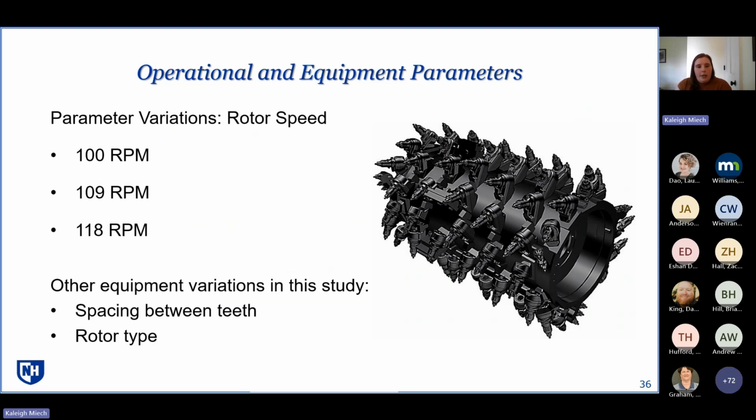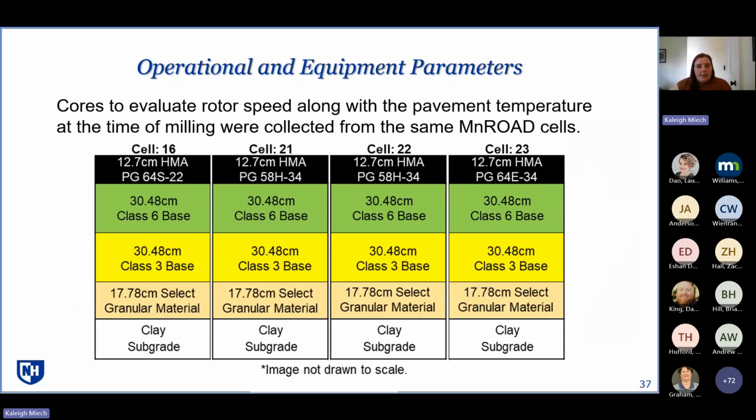So we performed milling at 3 different speeds, 100 RPM, 109 RPM, and 118 RPM, to evaluate if these different speeds impacted the influence that milling had on the HMA remaining below the mill line. So we collected these cores from these 4 different cells, which all had similar structures, but some with different PG grades in their HMA. So because of that, we only compared pre and post milling cores collected directly adjacent to each other.